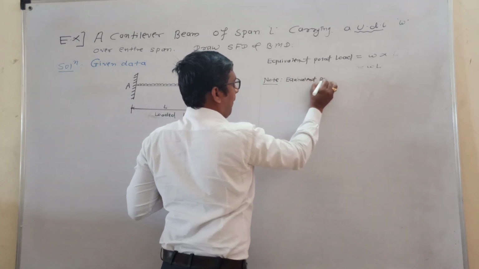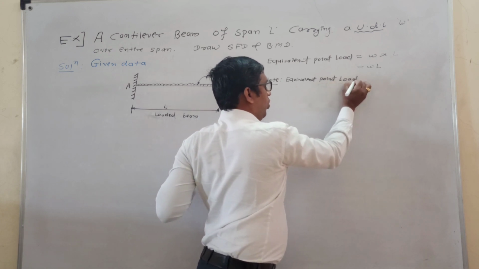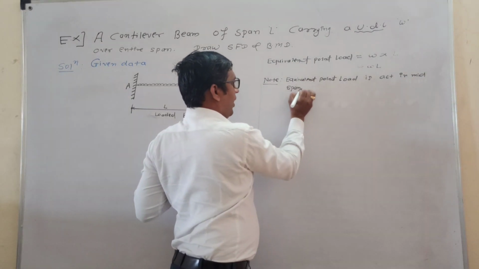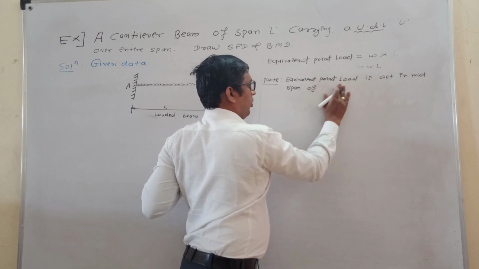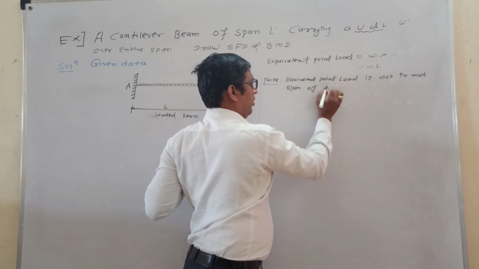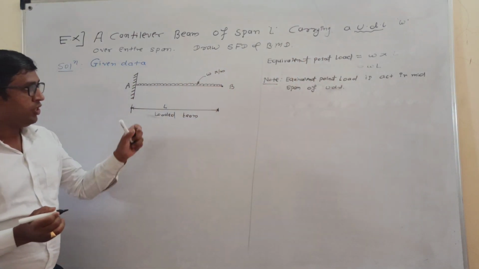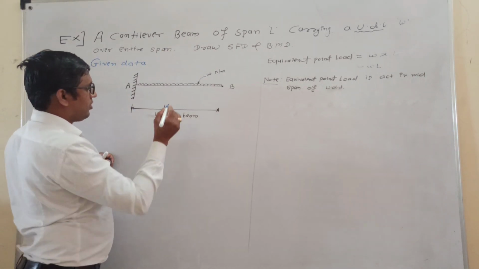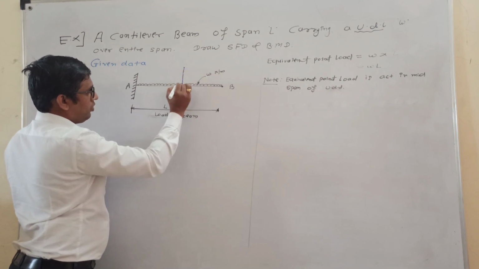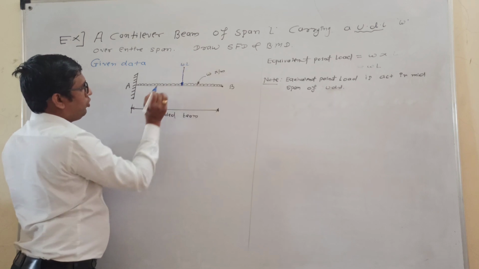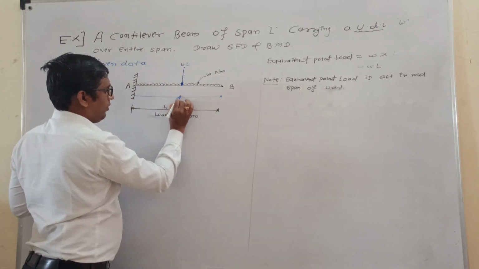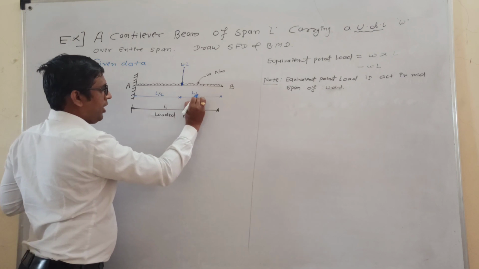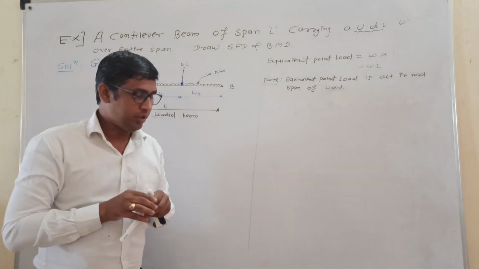The equivalent point load is at the mid span of the beam, or you can say of the UDL. Okay, this is very important. You have to convert that UDL into the point load, which acts at the mid span. Total span is L, so mid span is L by 2, L by 2. That is very important. Okay.